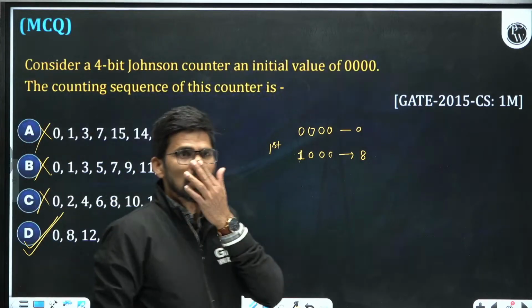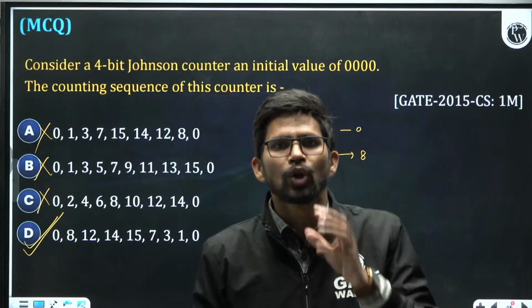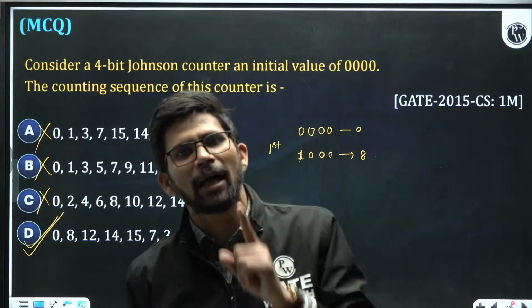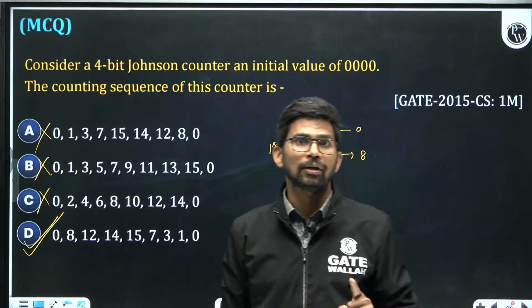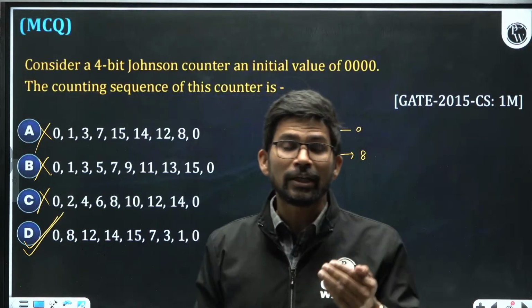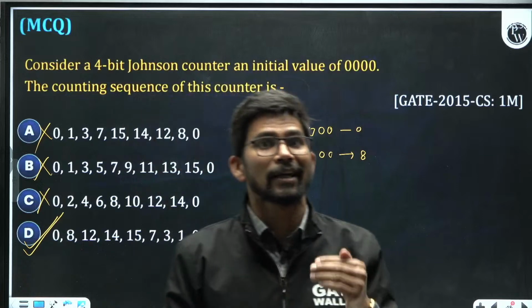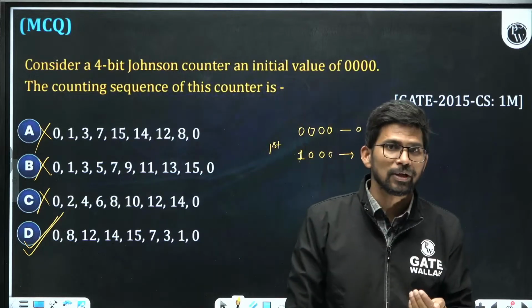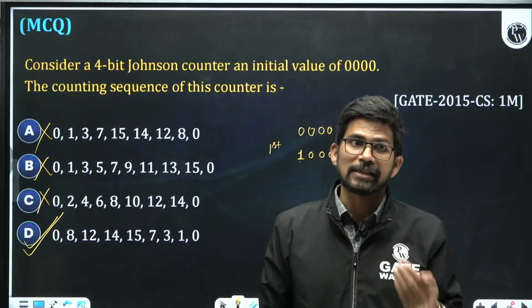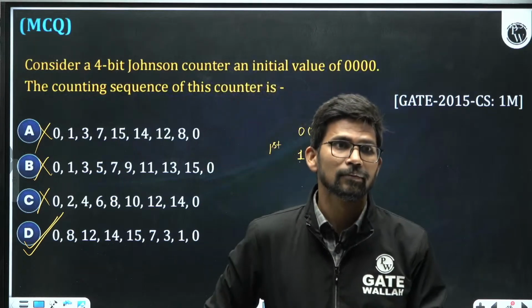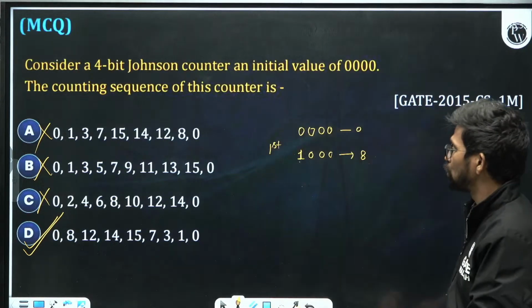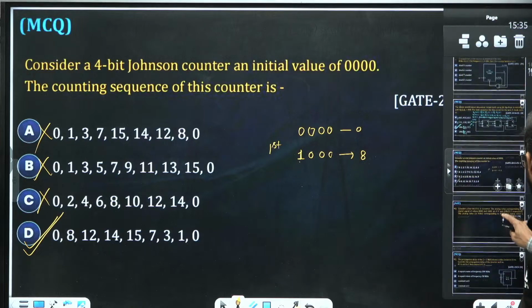D is the correct answer. So you have to use the options very carefully in MCQ questions. You need to observe the options very carefully. In many cases, you need not solve the question completely; rather, by eliminating the options, you can find the answer very easily. And this will save your time. Okay, let us move to the next question.